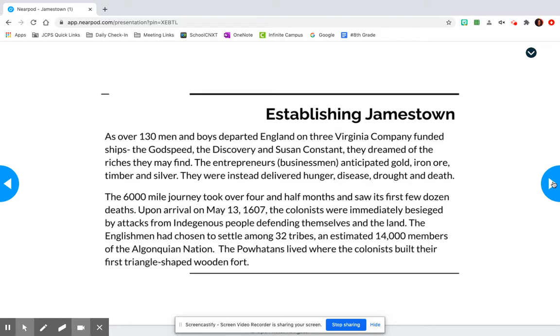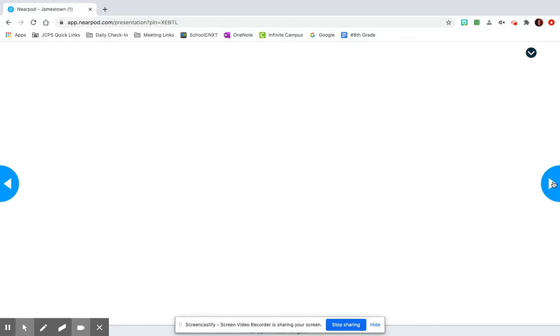Upon arrival on May 13th of 1607, the colonists were immediately besieged by attacks from indigenous people defending themselves and the land. The Englishmen had chosen to settle among the 32 tribes, an estimated 14,000 members of the Algonquin Nation. The Powhatans lived where the colonists built their first triangle-shaped wooden fort.